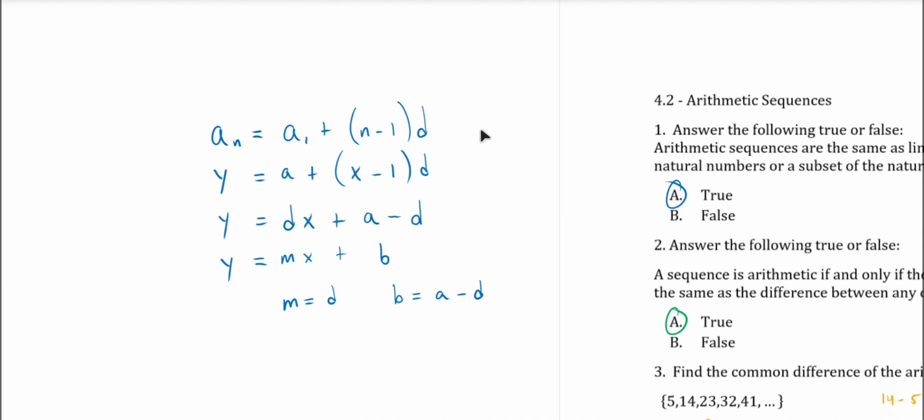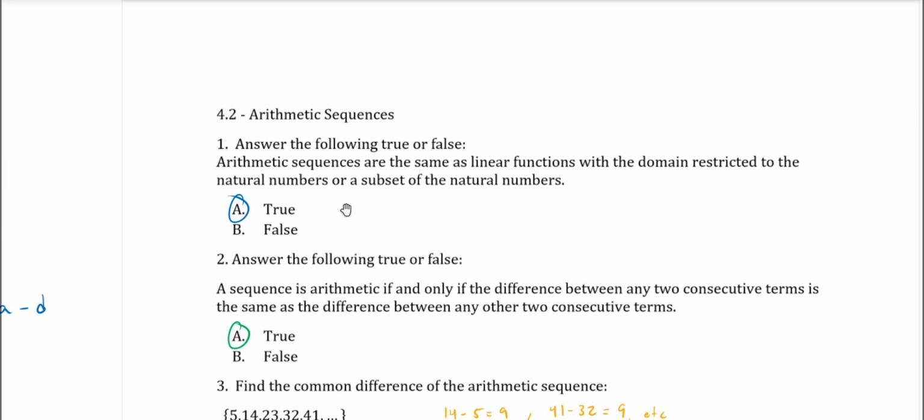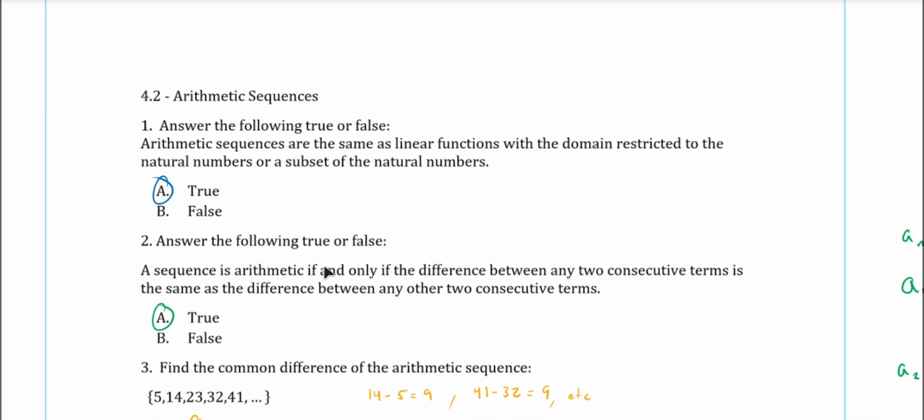And notice that if we instead call our variable x and our output y, we could rearrange things to get it in y equals mx plus b form. And so this lets us know that number 1 is true. The second says that a sequence is arithmetic if and only if the difference between any two consecutive terms is the same as the difference between any other two consecutive terms. In other words, the difference between two consecutive terms is constant.